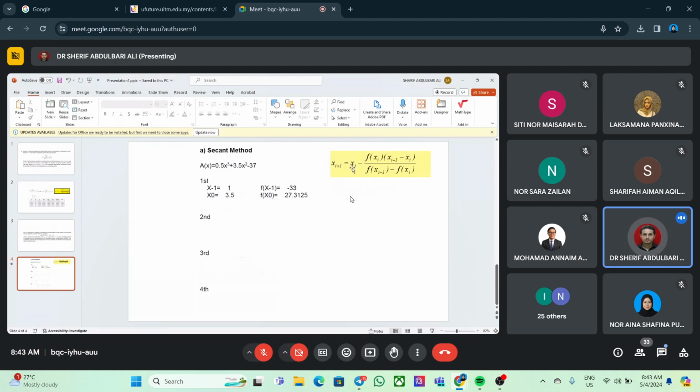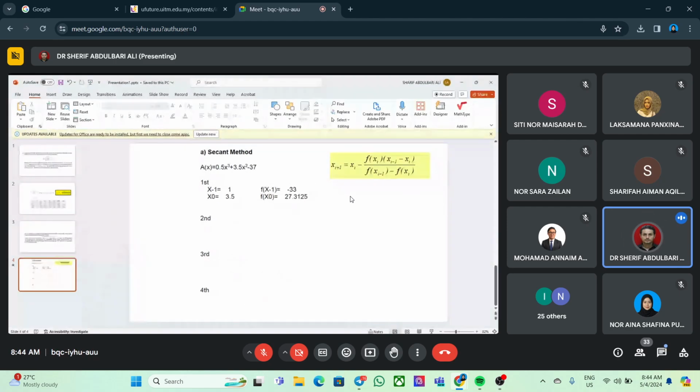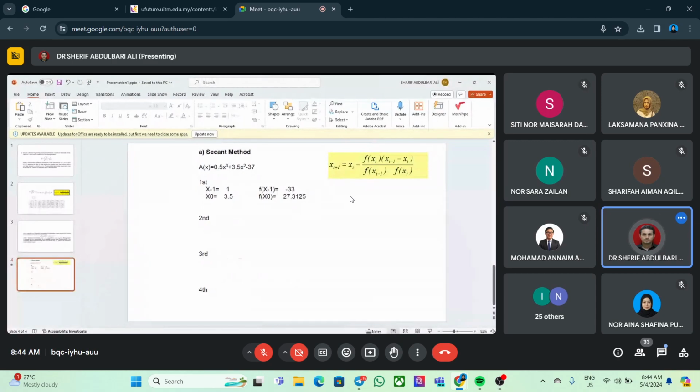x i plus 1 will be equal to 3.5 minus 27.31 times (1 minus 3.5) over (negative 33 minus 27.31). So I will get the answer of x i plus 1. Can you find what's the answer of x i plus 1? You can write your answer in the chat box.